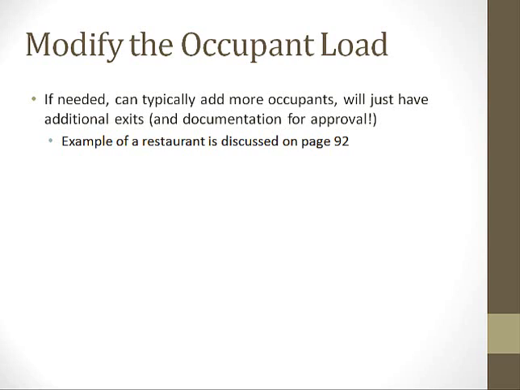Now, if you work through a calculation and determine that it's not going to fit the function of your project, you can typically change it and add more occupants, the requirement of additional exits, and then of course you have to get that approved. But check out the example of the restaurant discussed on page 92 for an example of this situation.